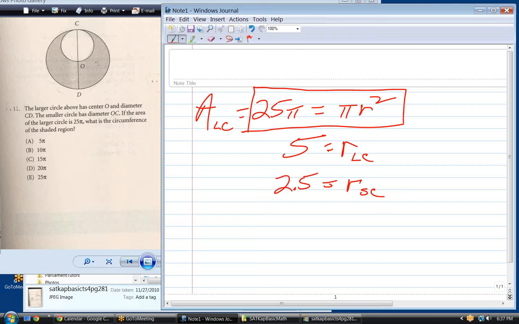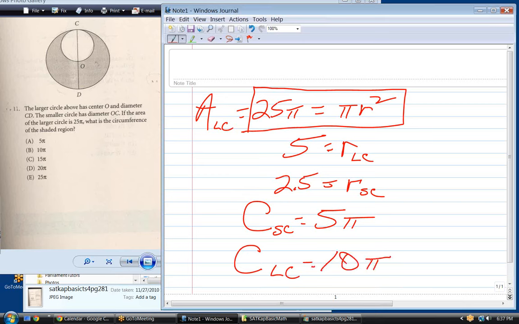Now, what is the circumference of the little circle, since that's going to be the distance around that right there? 10 pi? It's 2 pi r of the little one. Oh, so 2 pi 5? Wait, 2 pi r. Right. So the circumference of the small circle is 2 pi times 2.5, so that's 5 pi. The circumference of the large circle is 10 pi. What is the perimeter of the shaded region?